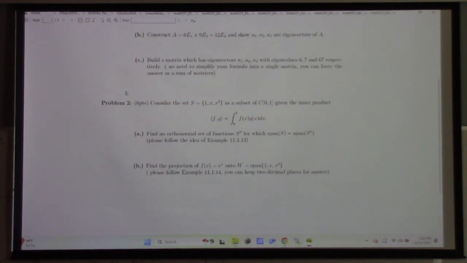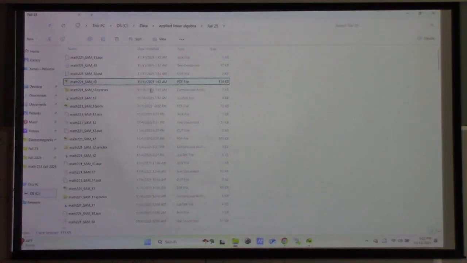Let's see here, what was the other one? Did you guys already turn in 11? So there must be a 12, huh? Let's look at that one. Do you guys have any questions about it?